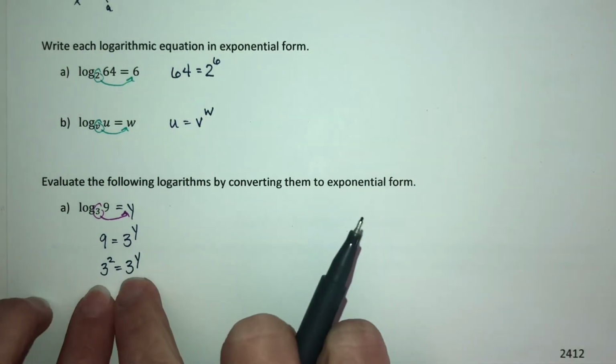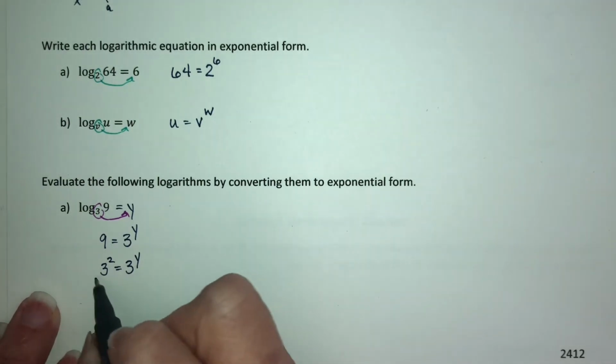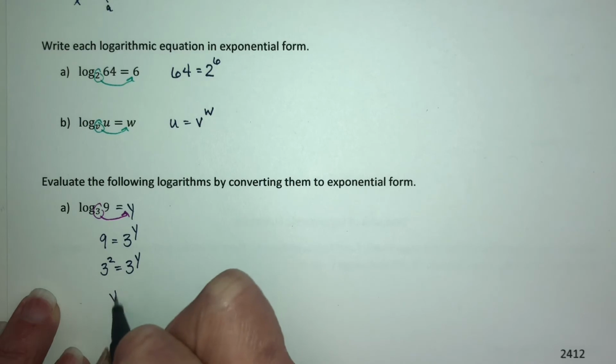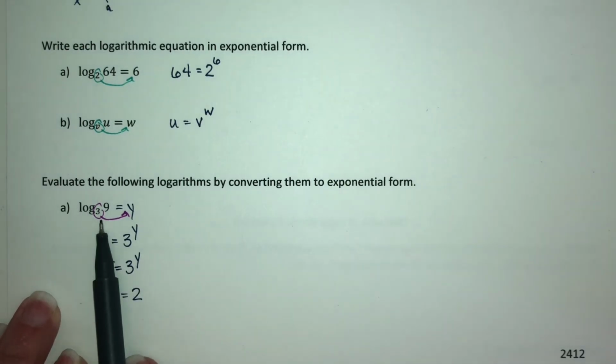And then from this, we know that these are 1 to 1. We learned this in the last section. So we can drop the base of 3, and y has to equal 2. So log base 3 of 9 is the same thing as 2.